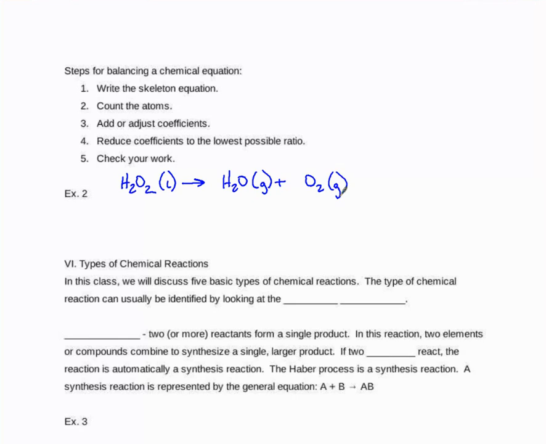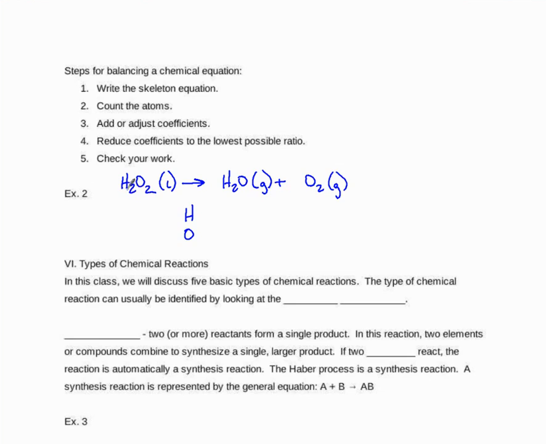So the first thing, write the skeleton equation. Here it is. That's step 1. Usually step 1 is given to you. Step 2, count the atoms. So kind of like I did on the previous page, here's the way that I do it a lot of times. So right under the arrow, I write all of the elements that are involved in the chemical reaction. In this case, it's just hydrogen and oxygen. And I count them up.